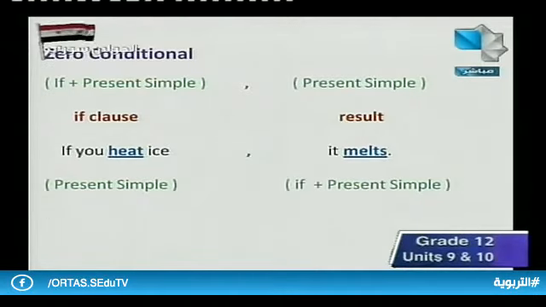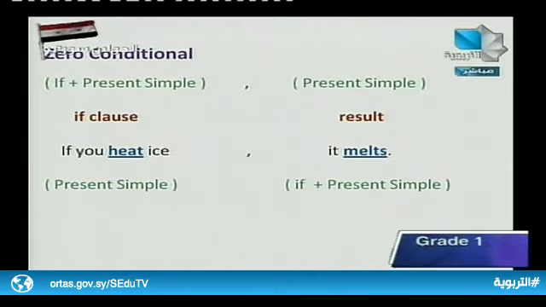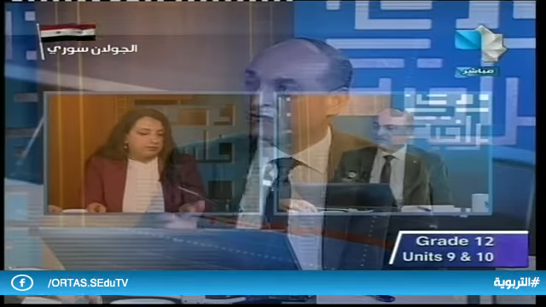So the zero conditional, as you said, can be used to talk about facts. For example, how often will ice melt if it's heated? Always. We can also use it the opposite way: we can start with "Ice melts if you heat it," but this way we omit the comma. If you boil water, it evaporates. It's a fact. If the temperature is below 0 degrees centigrade, water freezes. Again, it's a fact.